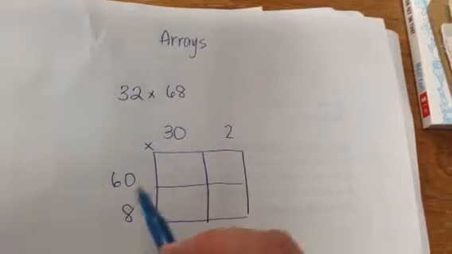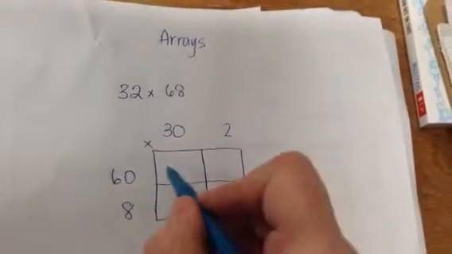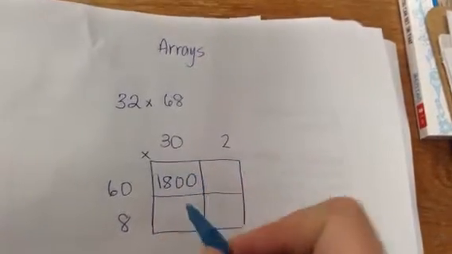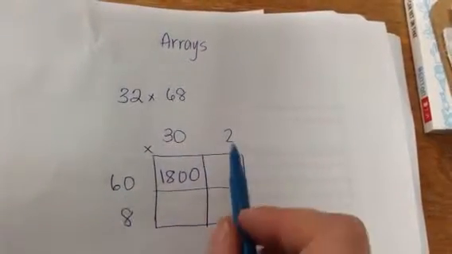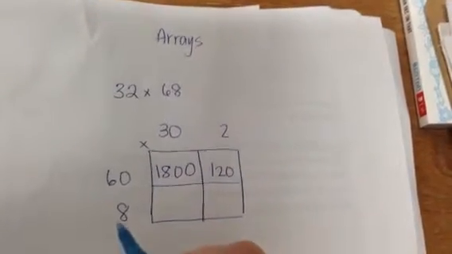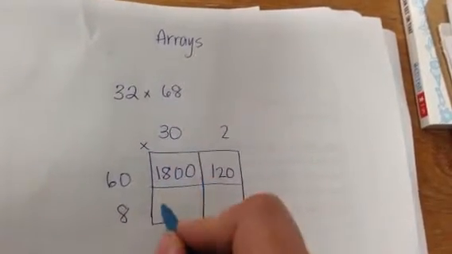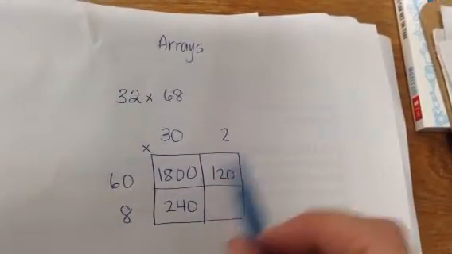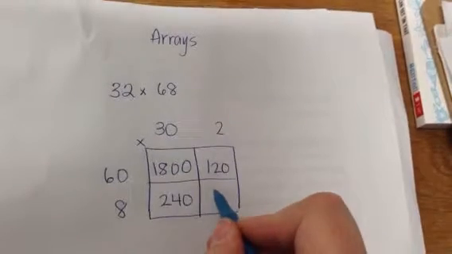What we're going to do is multiply 60 by 30, and we know that 60 times 30 is 1,800. We know that 60 times 2 is 120. 8 times 30 is 240. And 8 times 2 is 16.